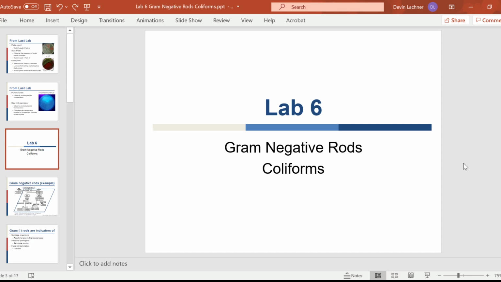Last week I introduced you to a group of gram-negative rods known as the psychrotrophs, which are able to survive in low temperatures, but today I'm going to be talking about a different group of gram-negative rods known as coliforms.